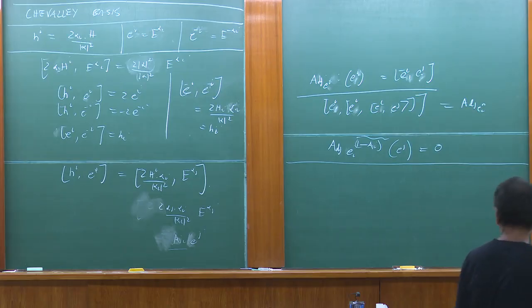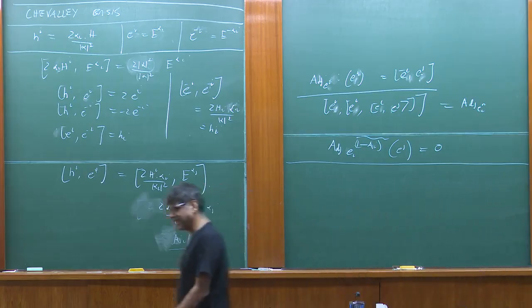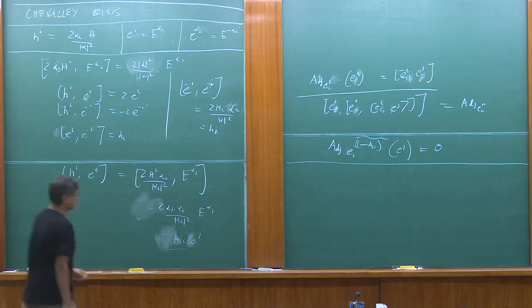Yeah, E_i commutator E_i will be 0. That's also true. That will give you absolutely nothing. Okay, excellent.